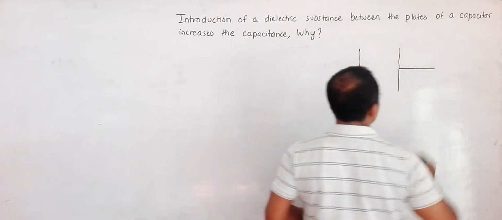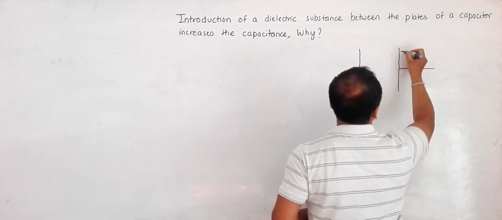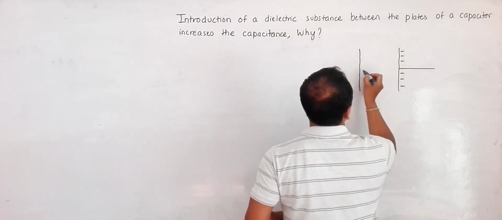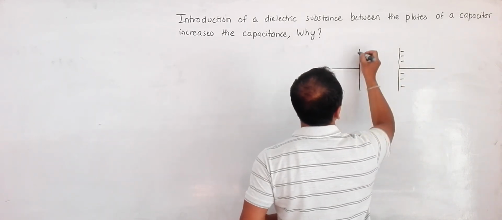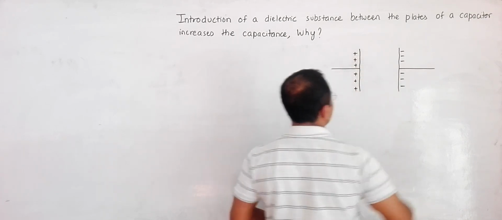This is connected to the negative terminal of the source. That's why it has got a negative charge like this. So let me use six of them. And this is connected to the positive terminal, so it is plus, plus, plus, plus, plus, plus.